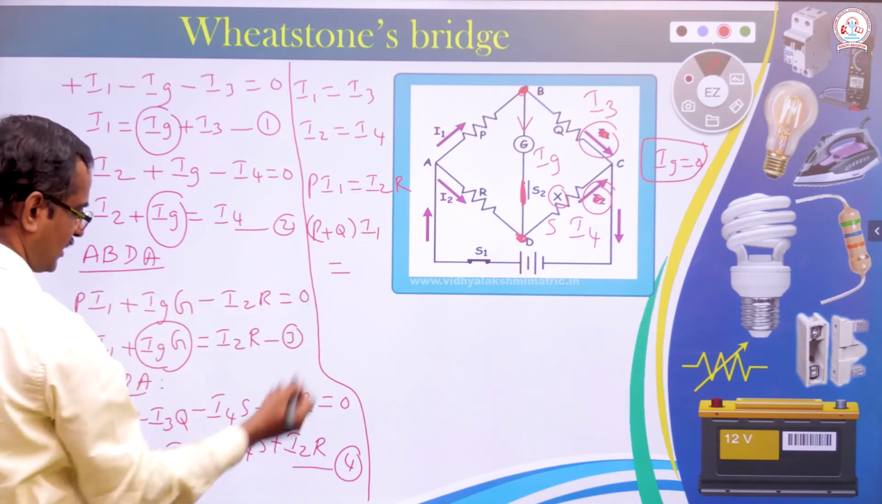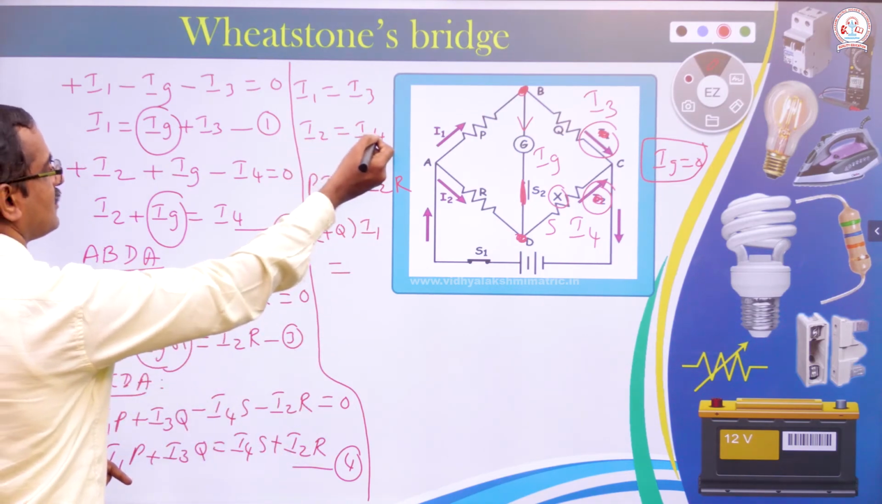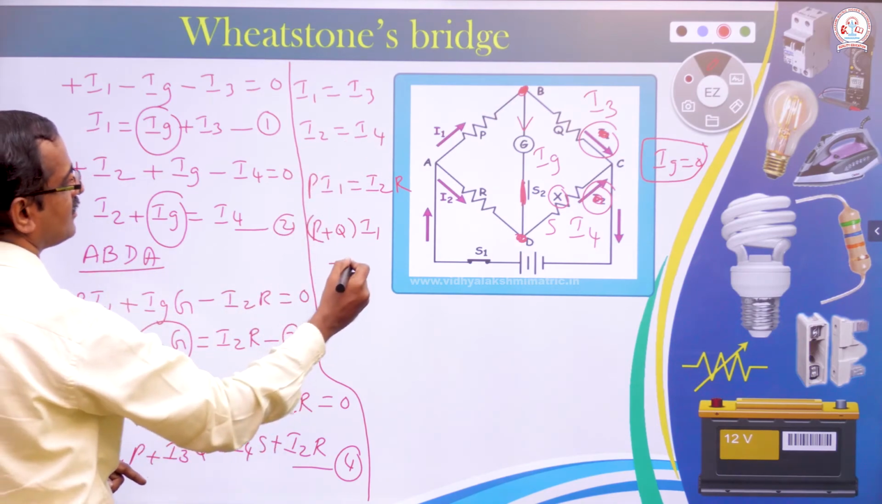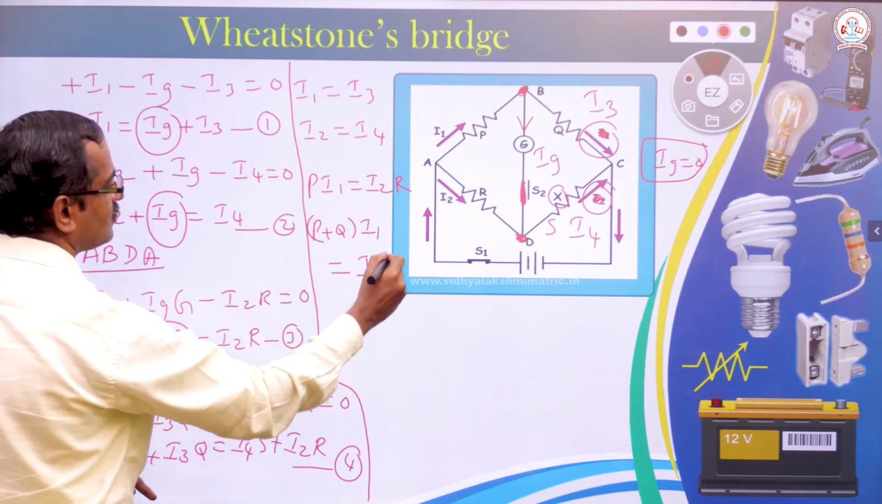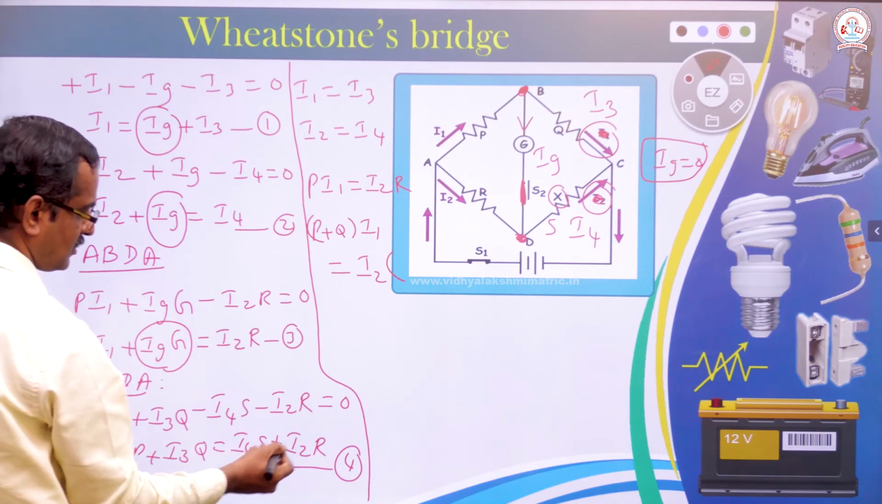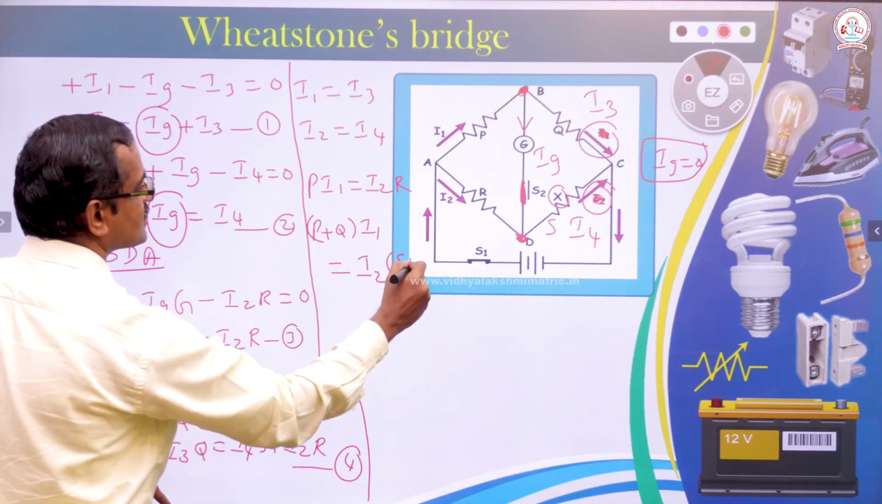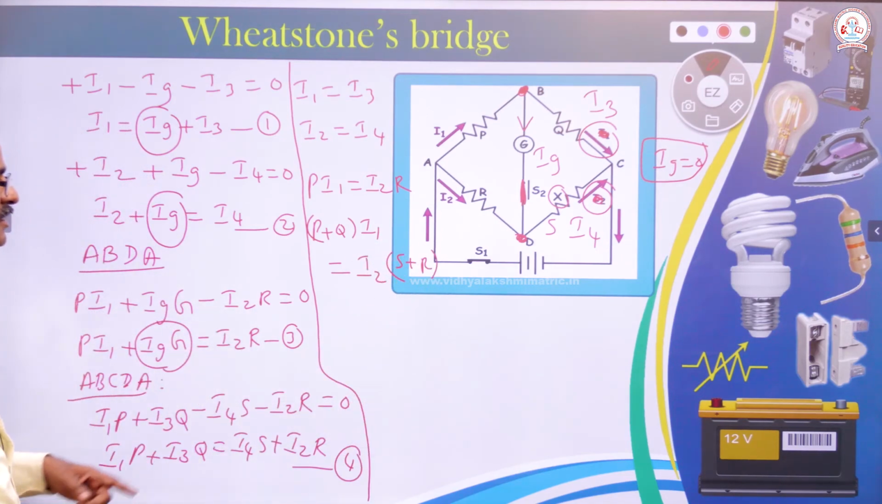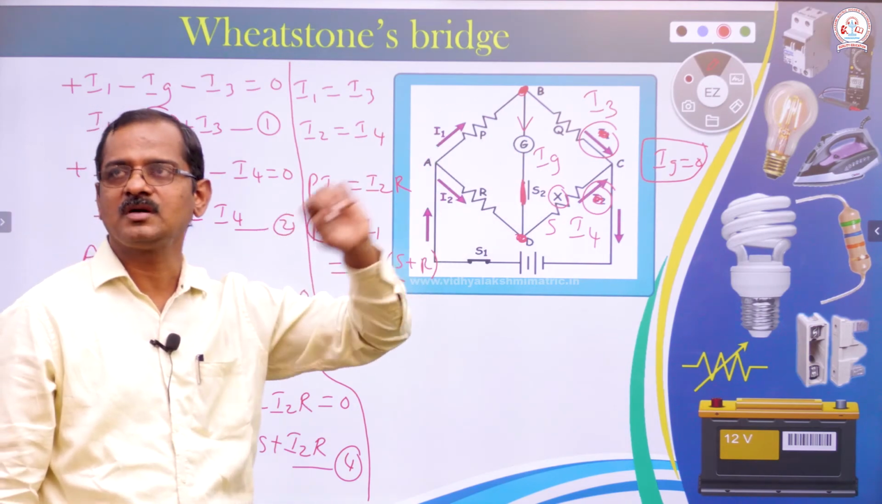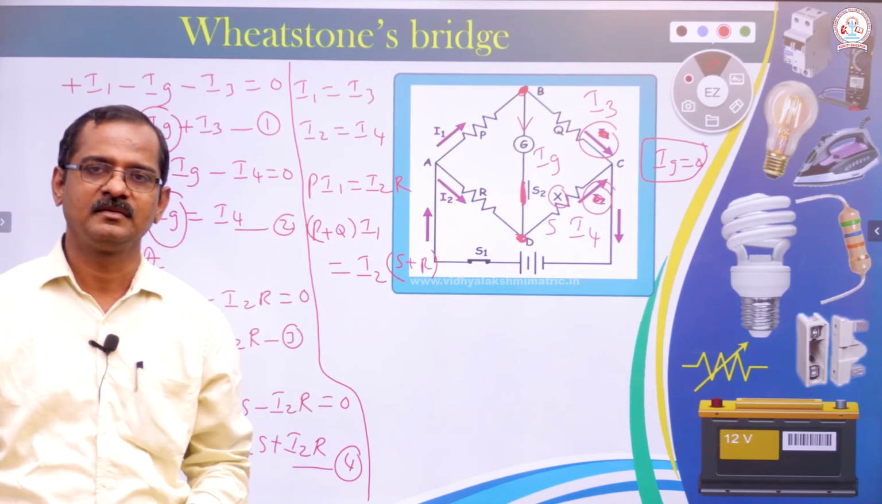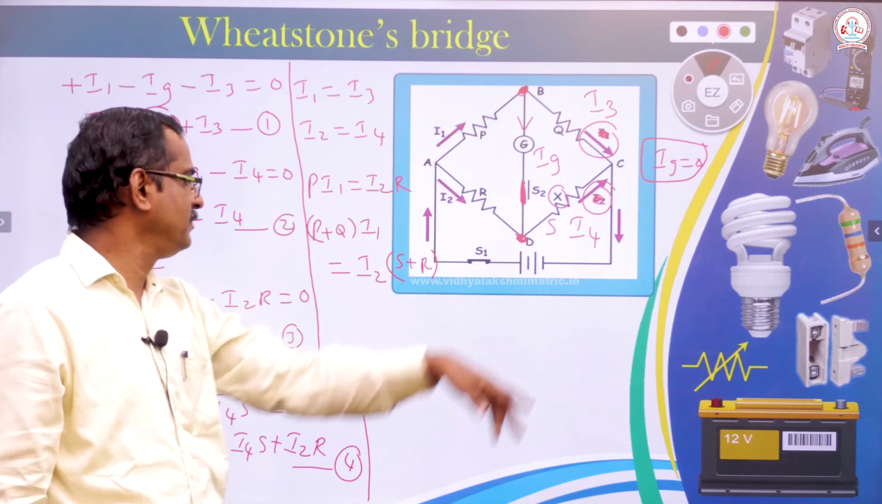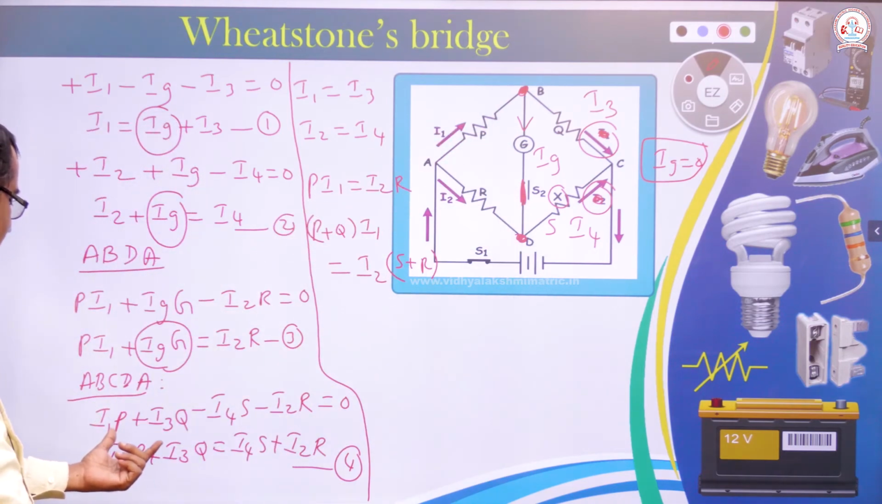We have I2 here, then take I4. I2 is equal to I4, so instead of I4 you take I2. Take I2 common, then you get S plus R. When Ig equals 0, when no current is flowing through the galvanometer, there is no potential difference between B and D. Then we can take this equation like this.